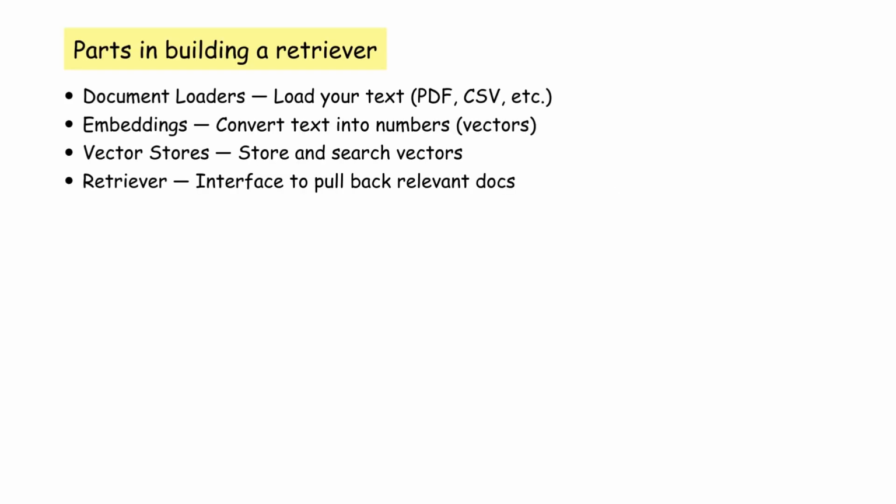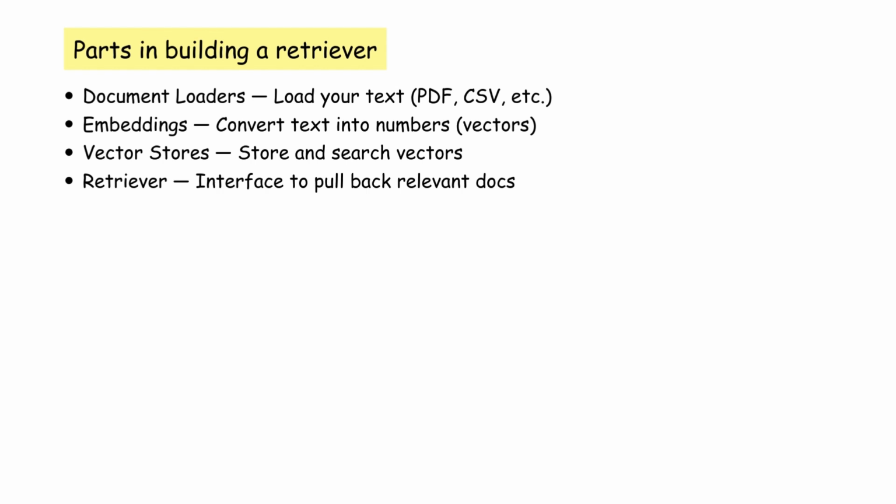What makes up a retriever? There are usually three parts in building a retriever. One, we have the document loader. This one loads your text documents like your PDF and CSV files. Two, we have the embeddings. This one converts text into numbers, known as vectors. Three, we have the vector stores. This one stores and searches vectors. Now we have the retriever. This is like the interface to pull back relevant documents.